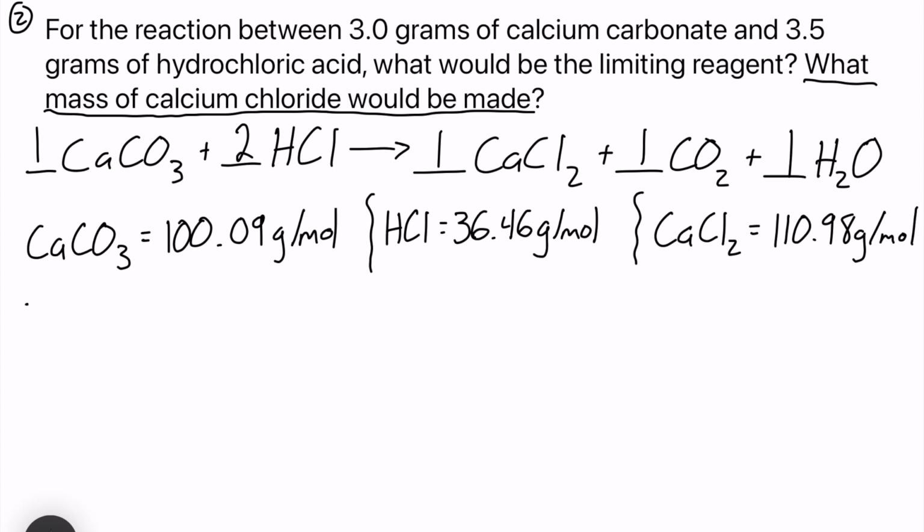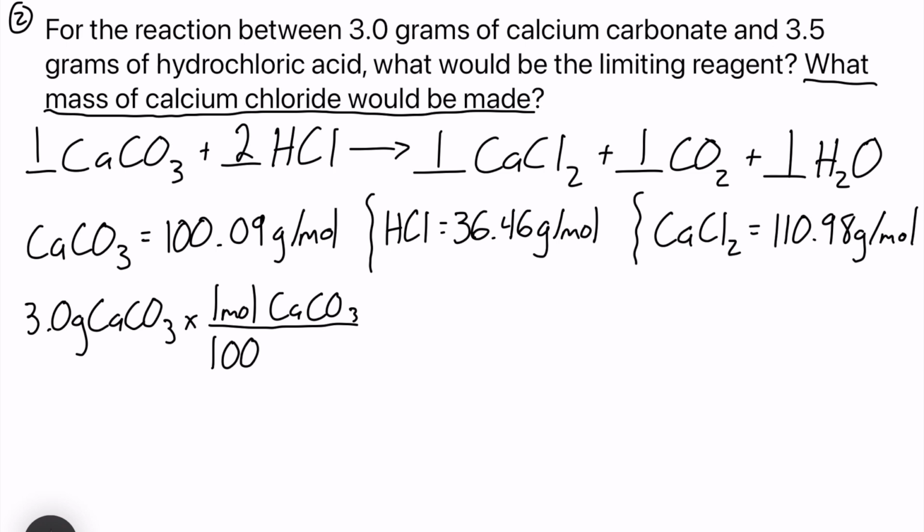So first off, let's start with 3 grams of CaCO3, and we eventually just want to get to moles of CaCl2. So let's start off by dividing by our molar mass. So we have 1 mole of CaCO3 on top, and for every 1 mole, there's 100.09 grams of calcium carbonate. That's conversion 1. Conversion 2, we're going to moles of CaCl2.